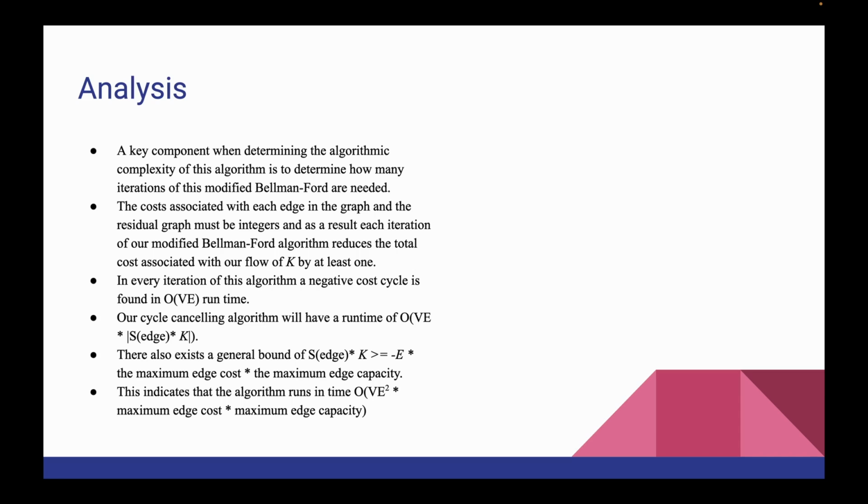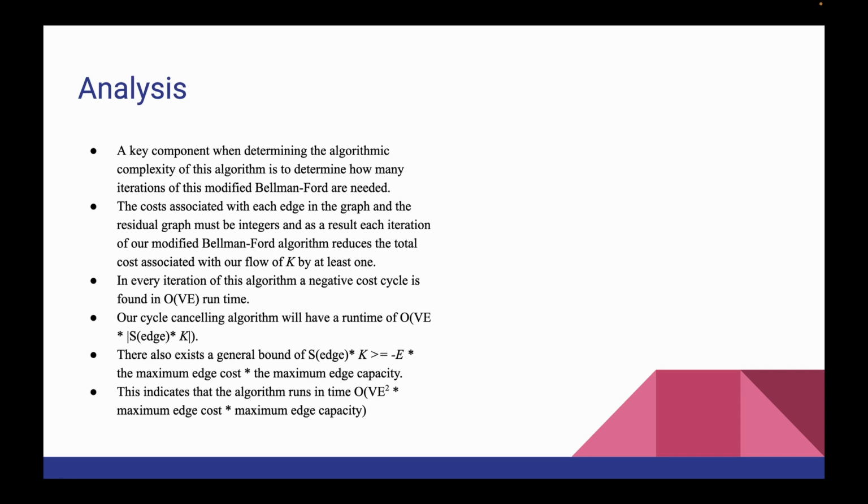When analyzing this algorithm, one of the most important factors was determining how many iterations of the modified Bellman-Ford were needed. The cost associated with each edge in the graph and the residual graph must be integers, and as a result, each iteration of our modified Bellman-Ford algorithm reduces the total cost associated with our flow by at least 1 each time. In every iteration of this algorithm, a negative cost cycle is found in order VE runtime.